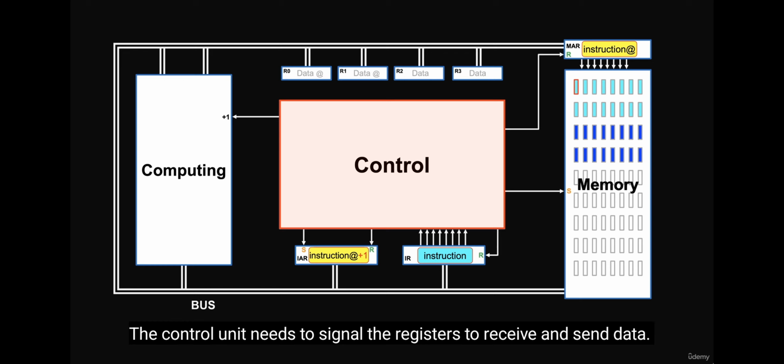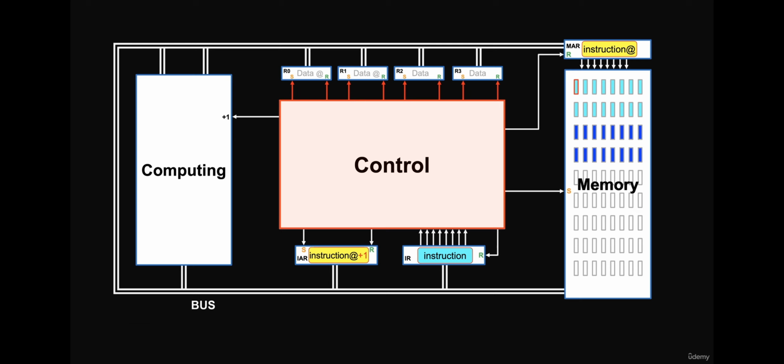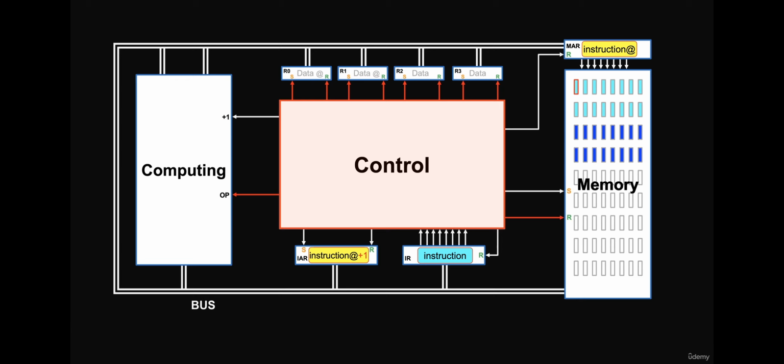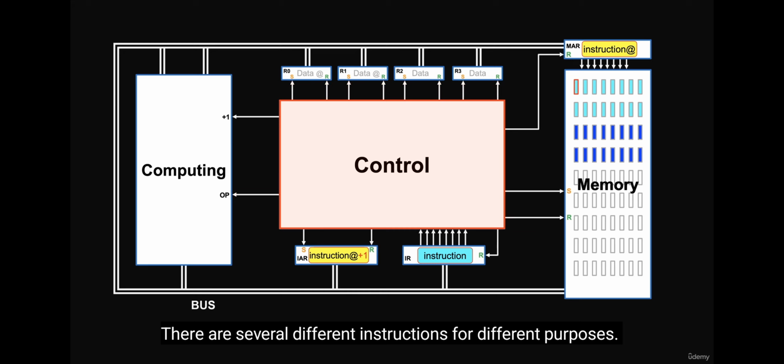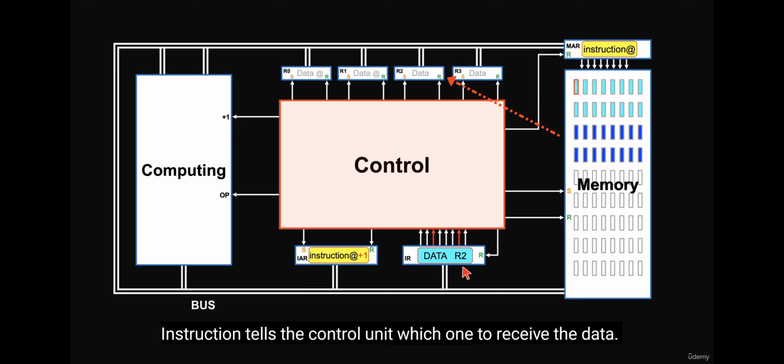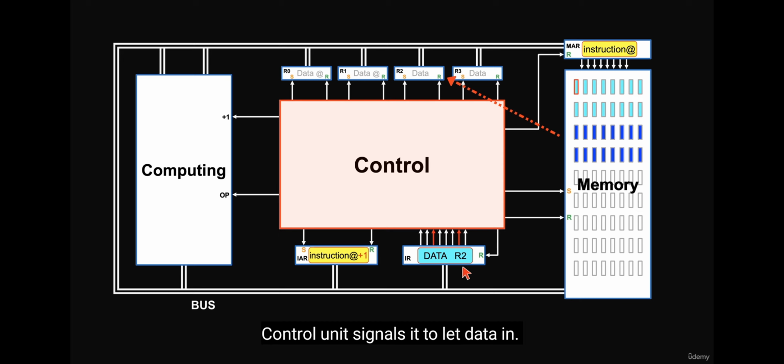The control unit needs to signal the registers to receive and send data. It needs to signal the computing unit to do the right operation and signal the memory unit to receive results. There are several different instructions for different purposes. So we want to move initial data into the registers here. The instruction tells the control unit which one to receive the data. The control unit signals it to let data in.